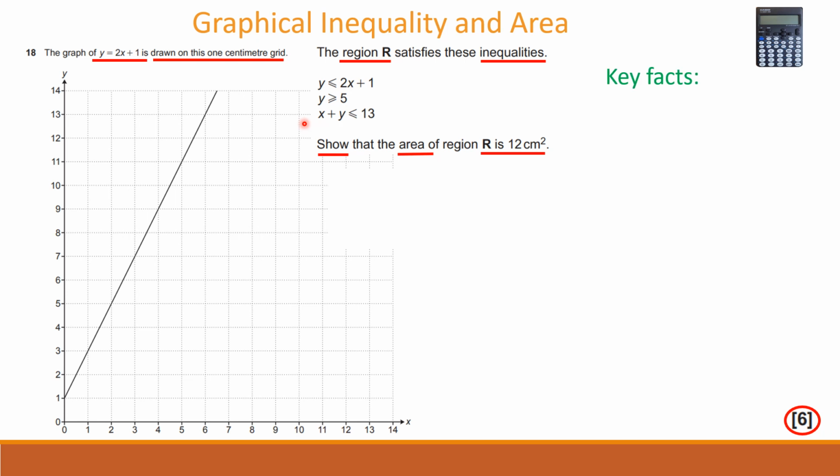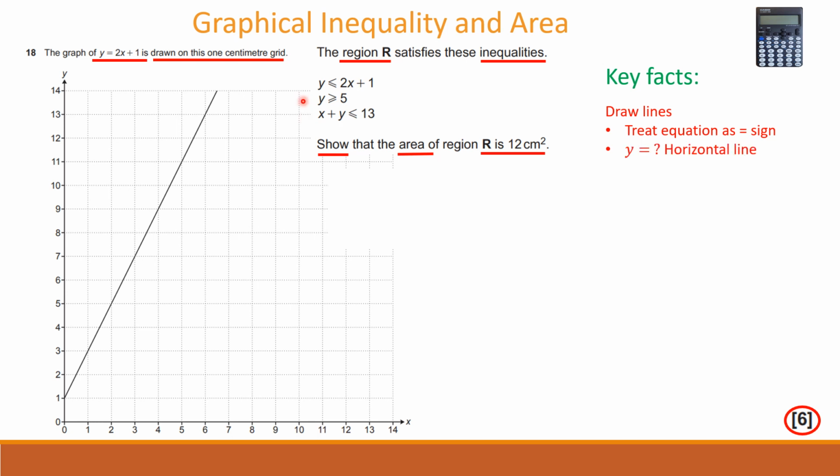Now, your key facts for this question are that, first of all, you've got to draw these lines. So the first one has already been drawn for us, y equals 2x plus 1. But you've got to draw these other two lines on here. And you've got to treat these signs as equal. So in between here, you think of this as an equal. So y equals 2x plus 1, that is what has been drawn. So you're going to draw y equals 5 and x plus y equals 13. So you're going to treat them as equal signs.